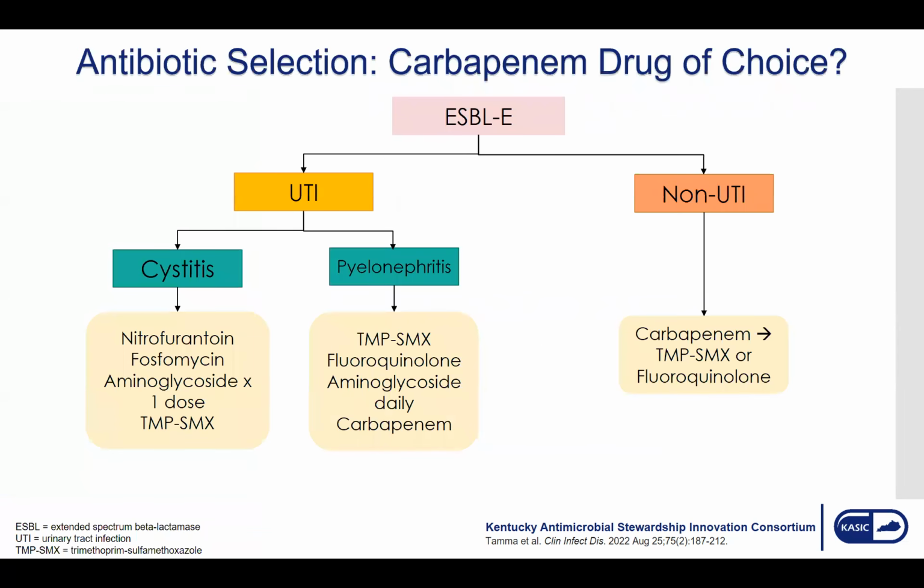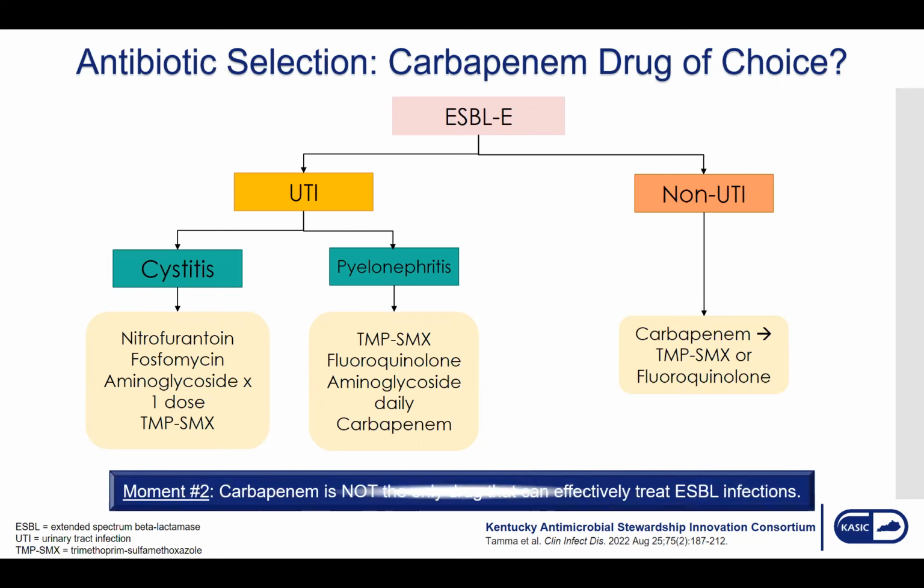So this is just a little summary of some of the antibiotics that you can use to treat a patient with an ESBL infection. It's a graphical demonstration, a recommendation that you can refer back to. But from this, I want you to remember moment number 2 when it comes to antibiotic selection: carbapenem should not be the only drug that you think about, because it is not the only drug that can effectively treat an ESBL infection.